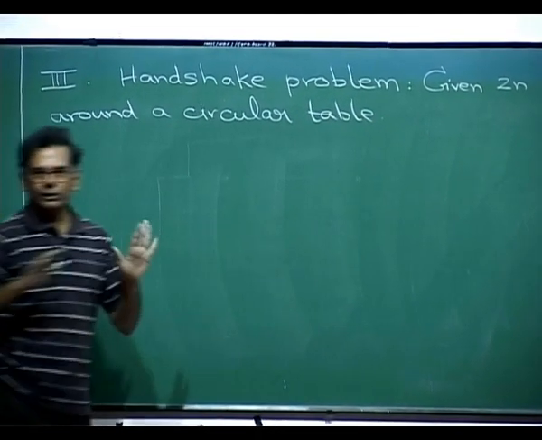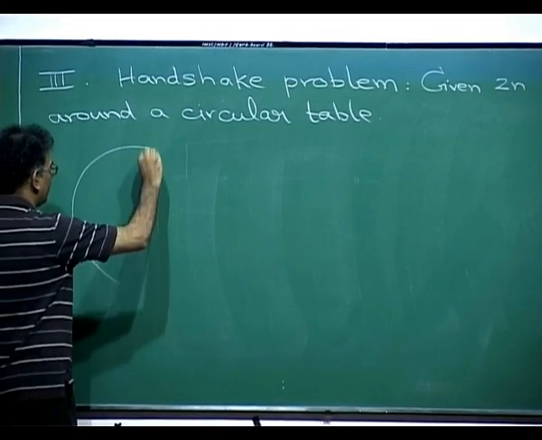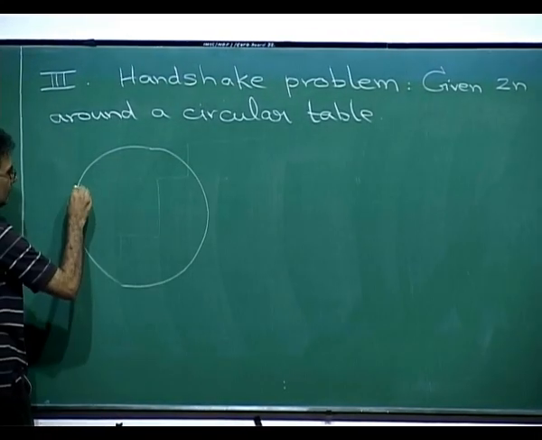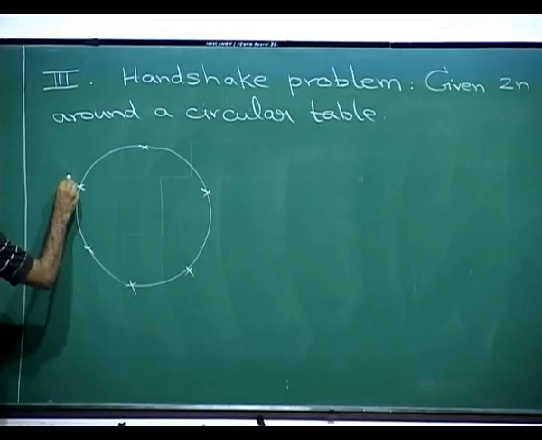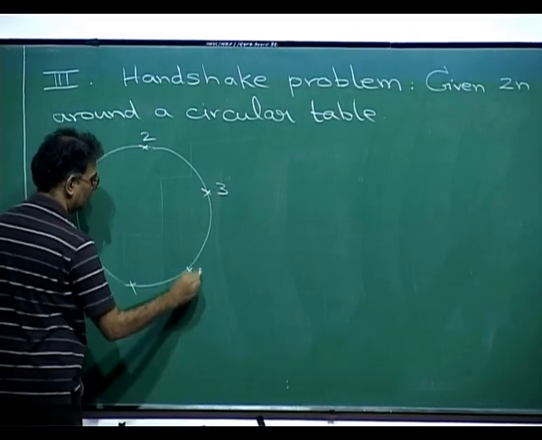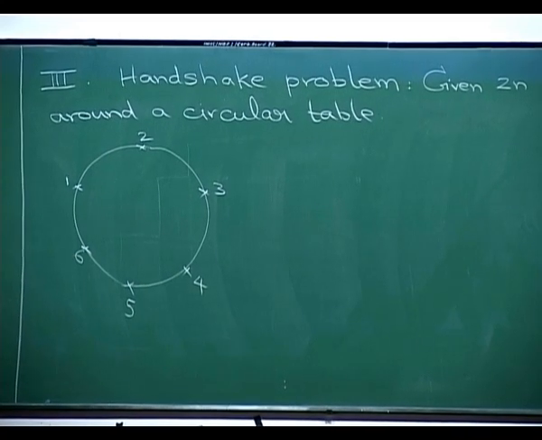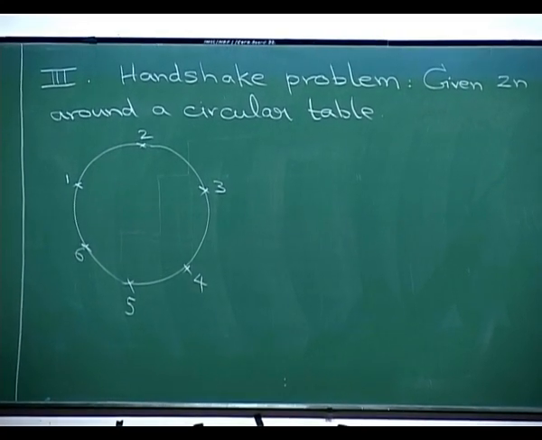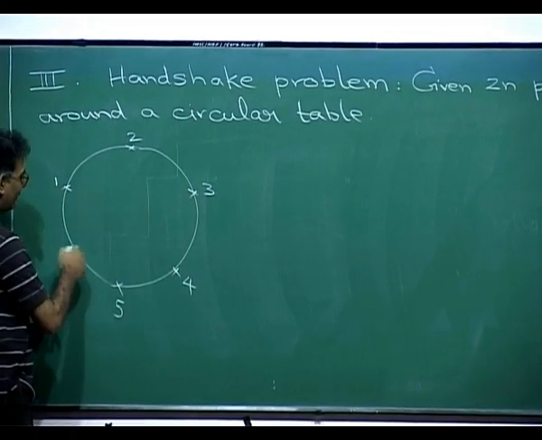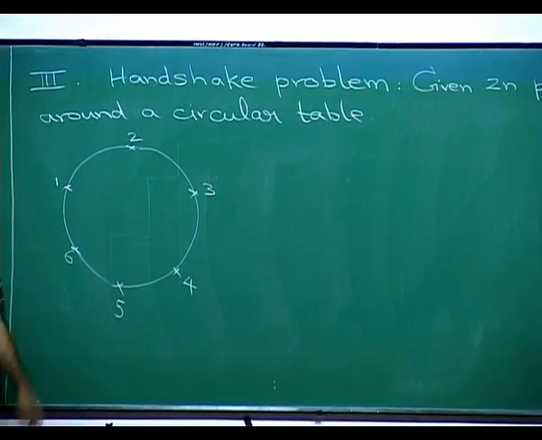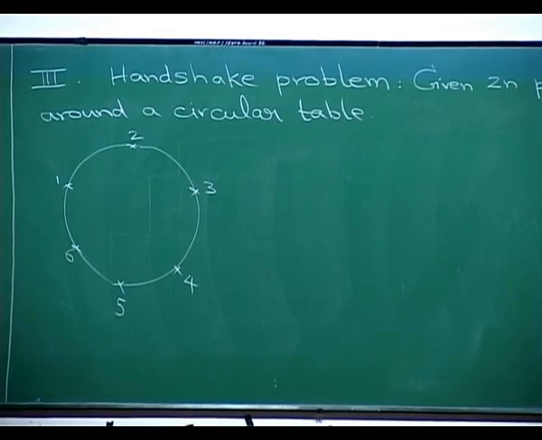So again, I'll take n equal to 3 and work it out, and then we'll see what happens. So here's my circular table. And here are my 2n people sitting around that table. Now what these people would like to do is to shake hands with each other. So this 1 may like to shake hands with 3, 4 may like to shake hands with 6, and 2 may like to shake hands with 5, right? One might like to do that. But we are only interested in configurations where the hands don't cross.